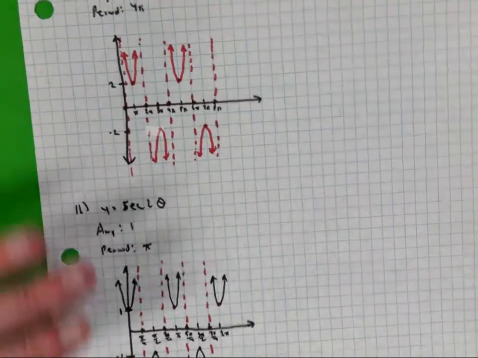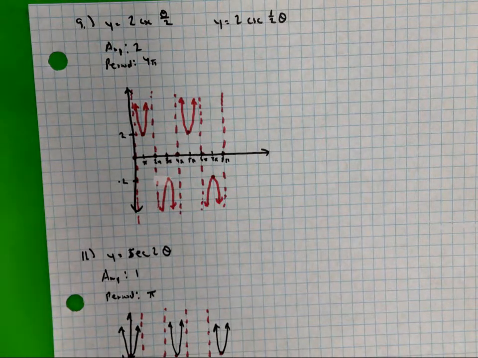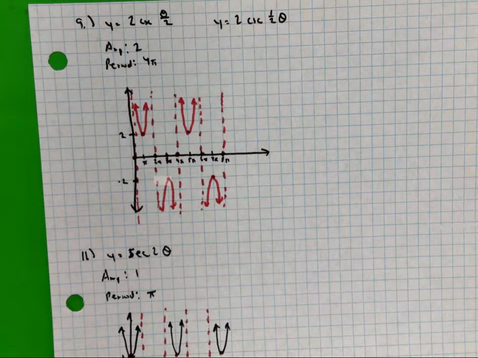Number 9. My amplitude is 2. My period is 4 pi because I can rewrite that as 1/2 theta. So my period is 4 pi. I take my period, I divide it by 4, and I start with 1 pi, and I increase by 1 pi. This is cosecant, so it's related to sine. So I start a dot at the origin. Then I go up, back to my x-axis, down to my origin, so forth. Where the dots cross, the dots are on the x-axis.